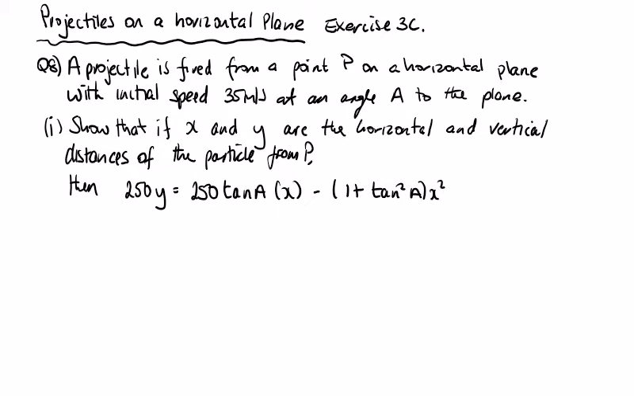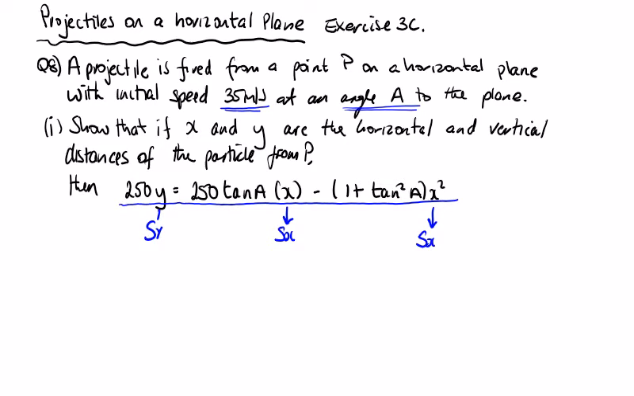Question 8 in exercise 3C. A projectile is fired from a point on a horizontal plane with initial speed 35 meters a second at an angle A to the plane. Show that if x and y are the horizontal and vertical distances of the particle from P, then 250y, so that's my displacement in y, is equal to 250 tan A times x, minus 1 plus tan squared A times x squared, so my displacement in x squared.